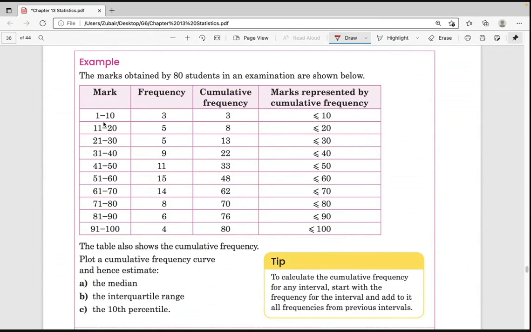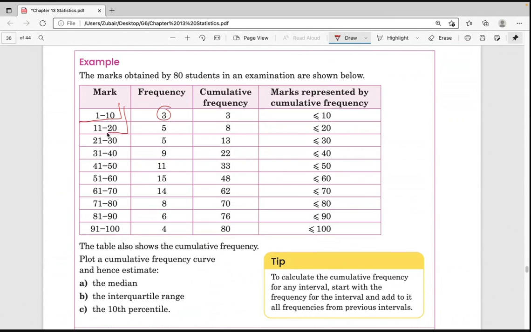Example question, marks from 1 to 10, 11 to 20, 21 to 30, and so on. Frequencies are given. How many students scored between 1 to 10? 3. How many students scored between 61 to 70? 14. Then cumulative frequency. So cumulative is less than 10 are 3.